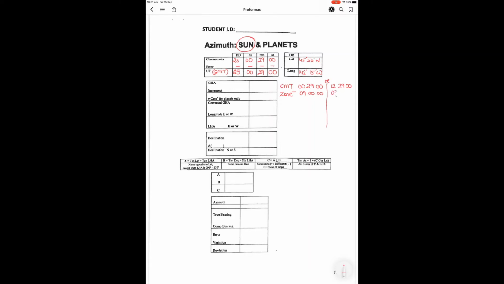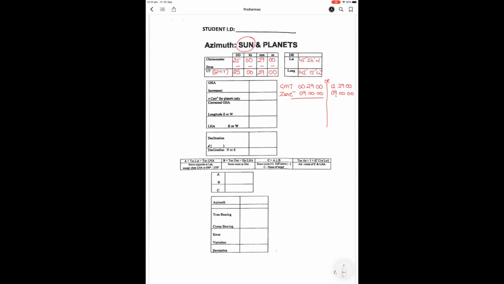I just draw a line in between so that you guys don't get confused. You can also find the zone correction by dividing the longitude by 15 and making it a whole number. If you divide 142 degrees 15 minutes by 15, you can do that on your calculator along with me, you get 9 hours 29 minutes. Because 29 minutes is less than 30 minutes, the zone is then 9 hours.